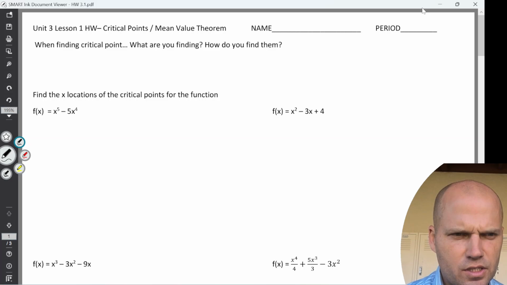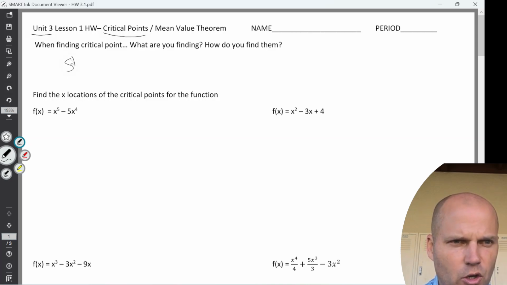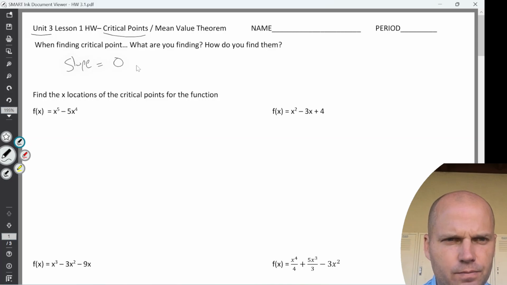Calc students, let's do critical points. Unit 3, human graphing calculators. Homework 1, critical points and the mean value theorem. What is a critical point? It's when the slope of our function equals 0 or is undefined.